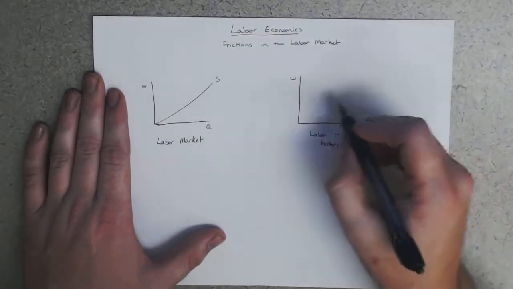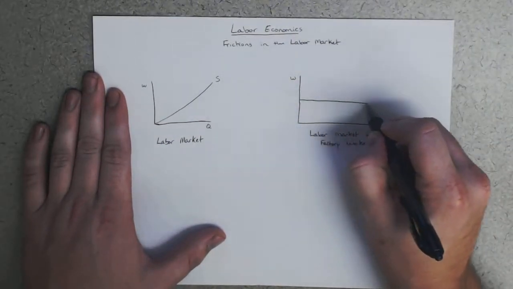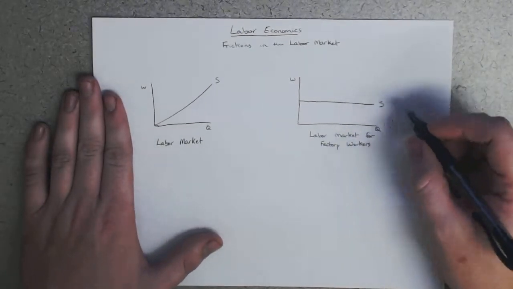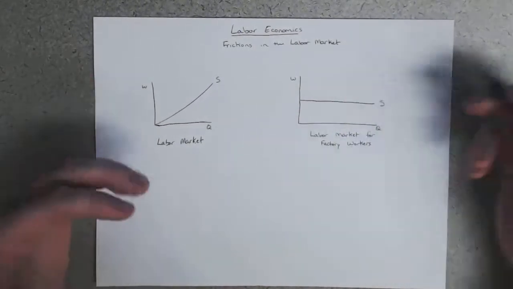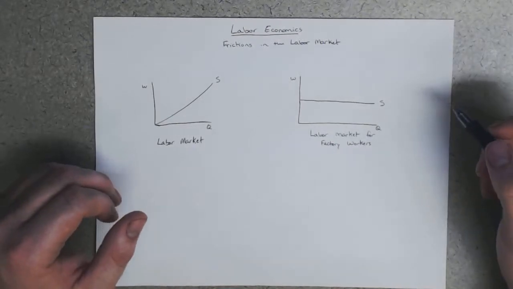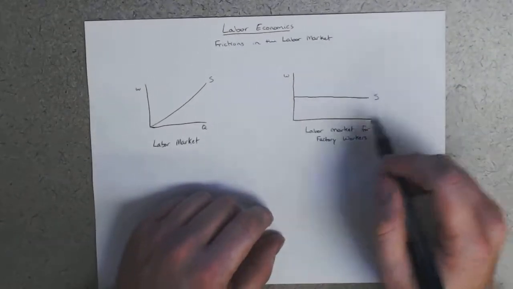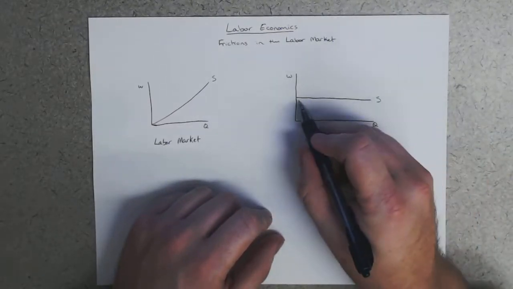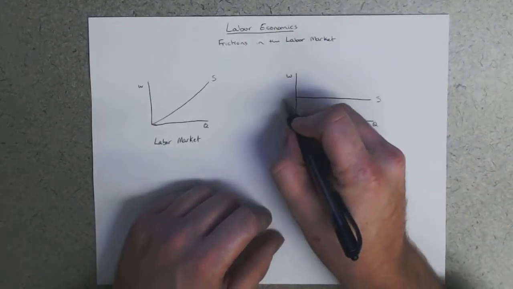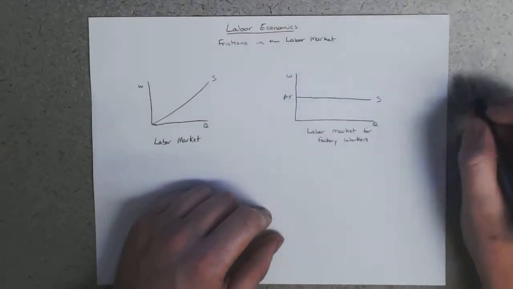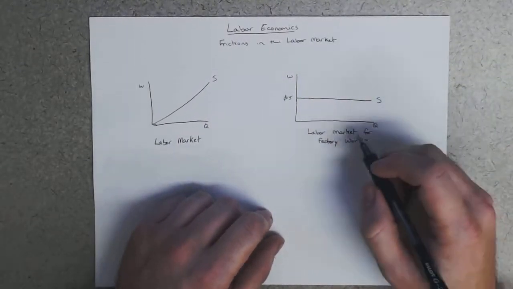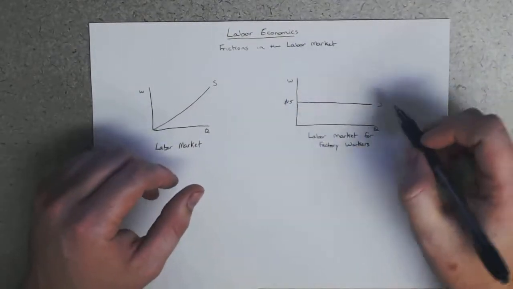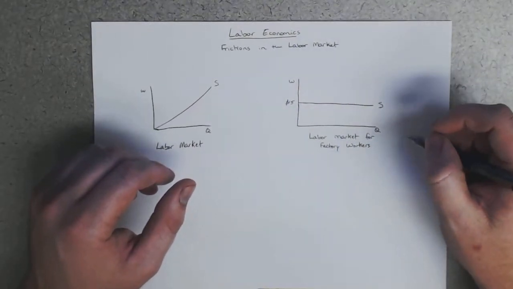The labor market for factory workers, it seems, is more like this, with an individual firm supply curve that's perfectly horizontal, right? And what this says is that factories can find as much work as they want at, say, $15 per hour. There's always more workers available, right? They can hire as many workers as they want at $15 per hour, okay?